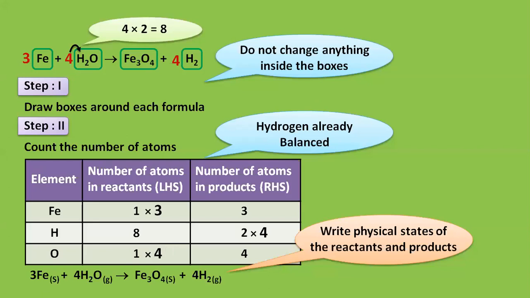Fe is a solid, water is steam. If you're seeing that water has G written below it, that is in the form of steam. And Fe3O4 is again a solid, and hydrogen is the gas which is given out.